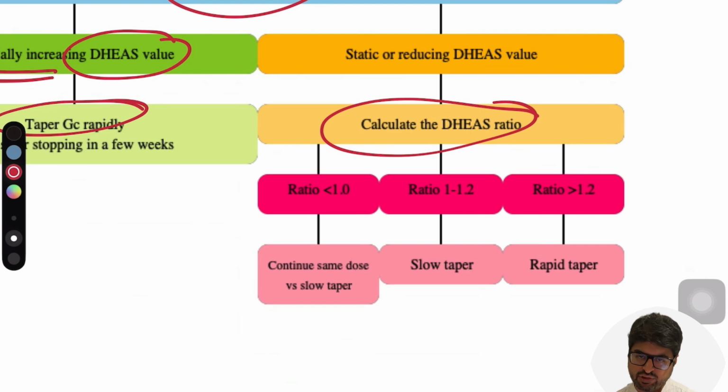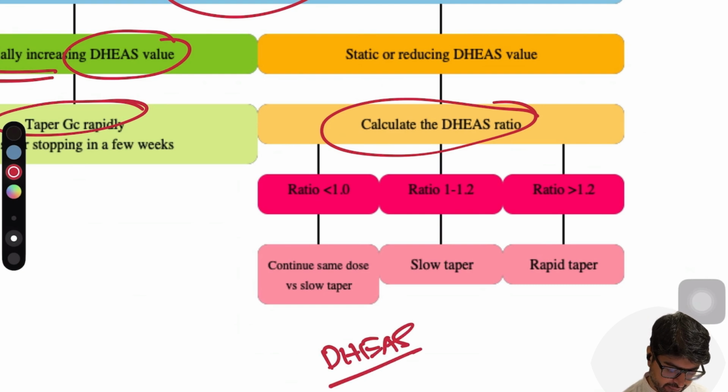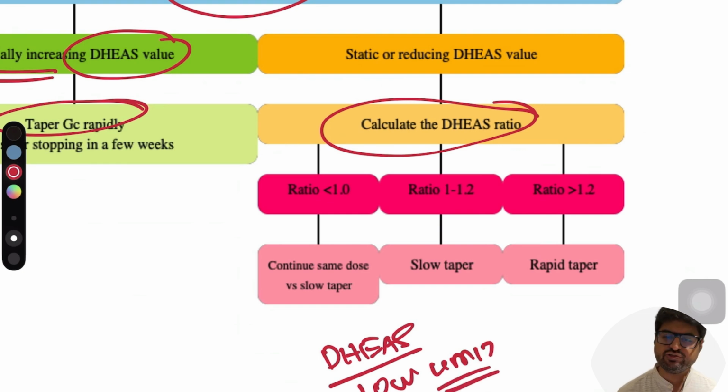So older people tend to have less DHEAS. What you do is you calculate the DHEAS ratio. The DHEAS ratio is calculated by the actual DHEAS value divided by the lower limit for the age and gender, right? Now these values you can get from your labs, sometimes it is printed in the report as well, or there is a paper in JCM you can search for. That paper also gives you the lower limit for different ages, right?